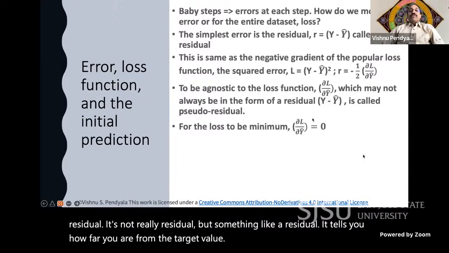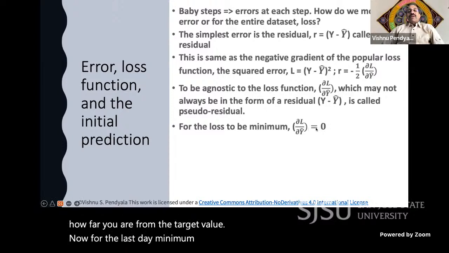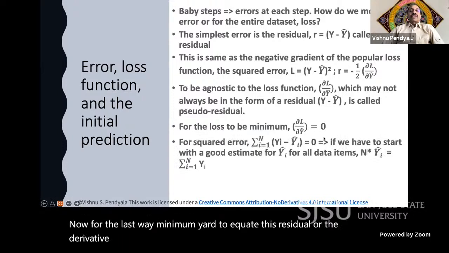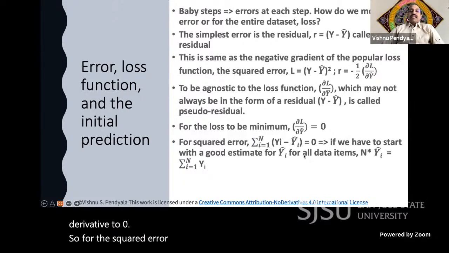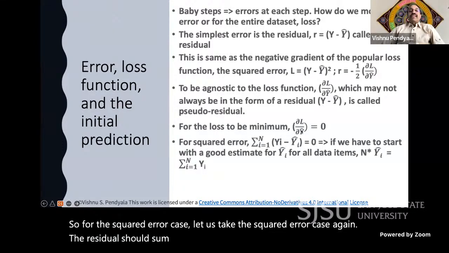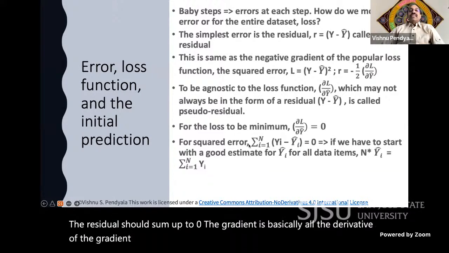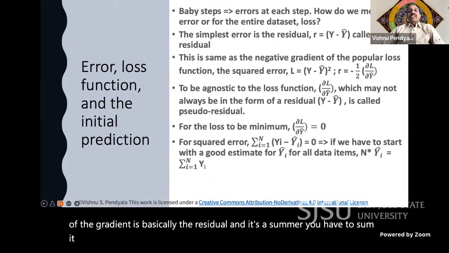Now, for the loss to be minimum, you have to equate this residual, or the derivative, to 0. So for the squared error case, let us take the squared error case again. The residuals should sum up to 0. The derivative, the gradient, is basically the residual, and you have to sum it up across all the data items. So when you sum it up, it should be equal to 0.